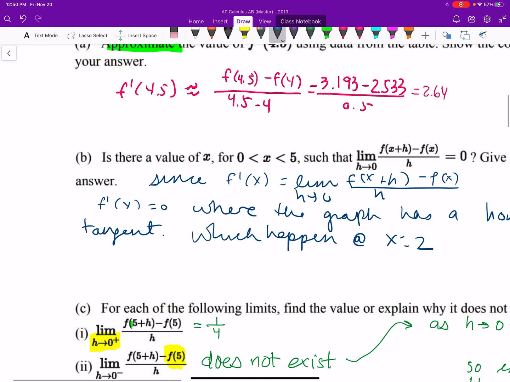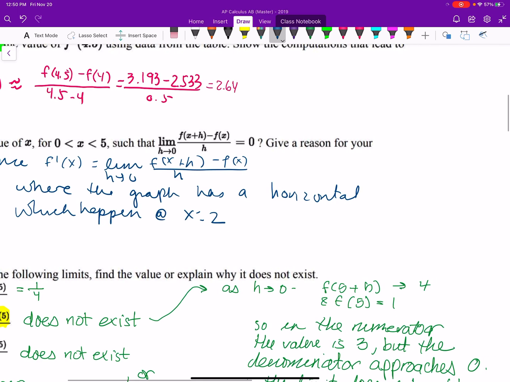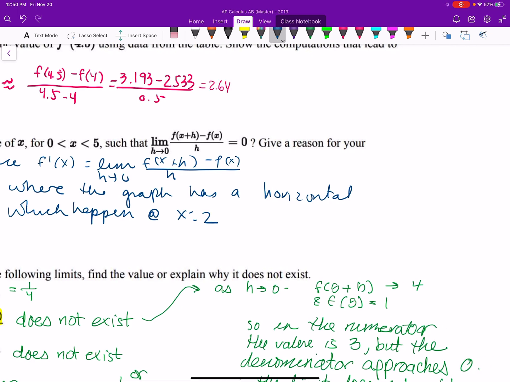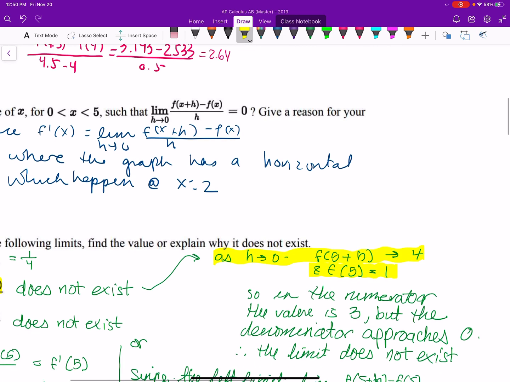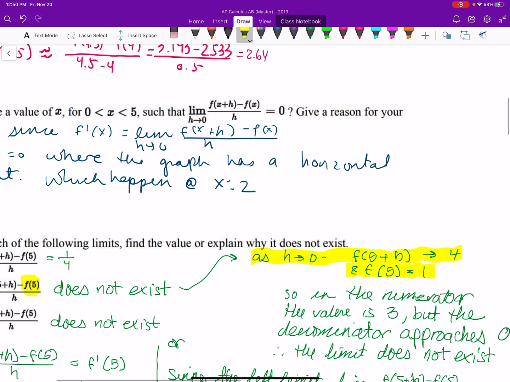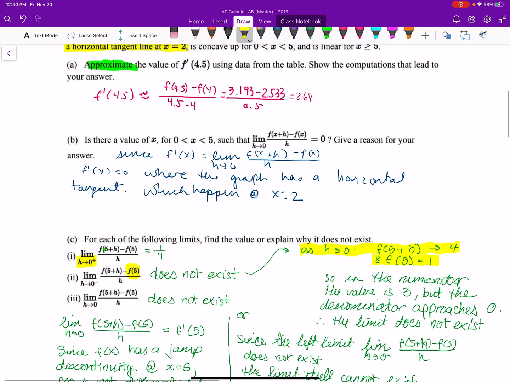So here I wrote this out: as h approaches 0 from the left-hand side, f of 5 plus h approaches 4, and I know that f of 5 is 1. So the numerator's value is 3, but the denominator approaches 0 because that's the h. Therefore the limit doesn't exist. It goes to infinity here, right? So in this case, number 2 would not exist.